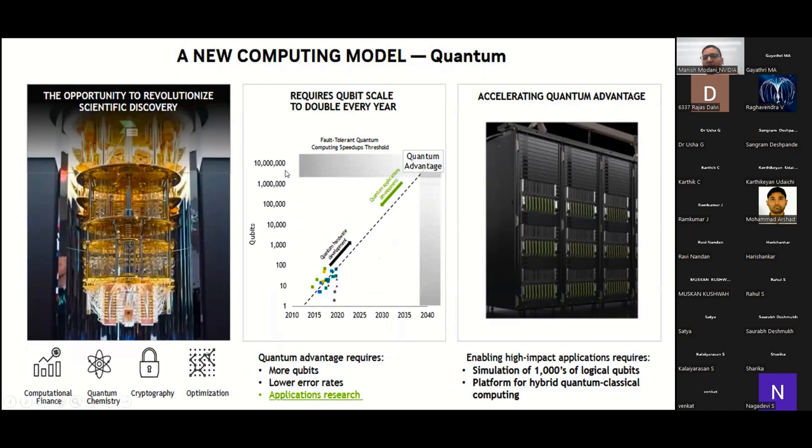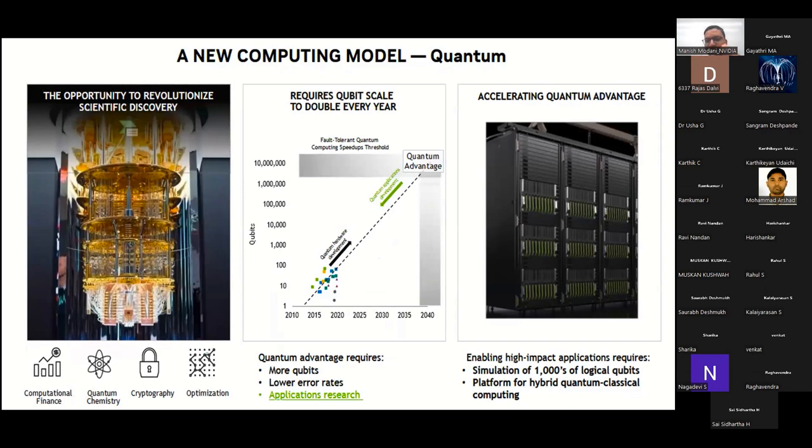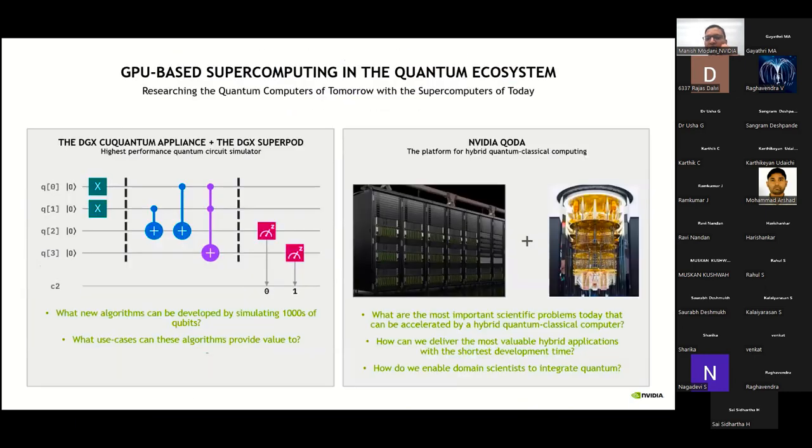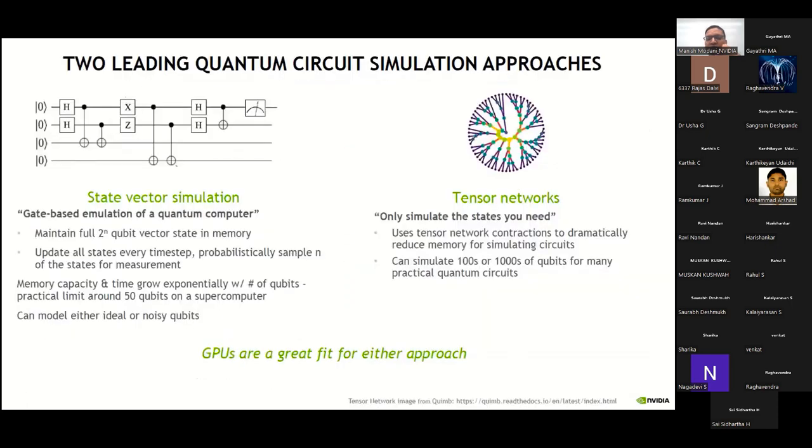Yes, sir. You said a minimum of 1,000 qubits is required for practical problems, and that's where we are not there yet. Even more than 1,000, I talk about 10,000, and right now millions of qubits for practical applications. What is going on right now is that state vector simulation goes up to 50 qubits in the present scenario, whereas tensor net goes around thousands of qubits.